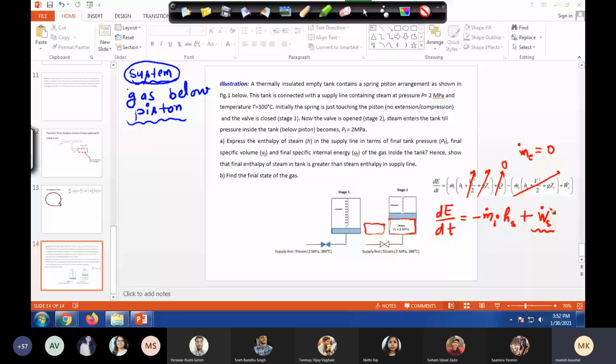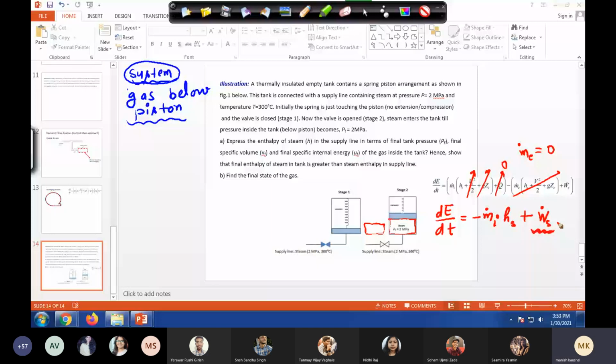So now we know the more general notion of shaft work. It's not always that a turbine is running or some fan is running. If your gas is doing work on an external agent, and the external agent is not part of the system, then in that case this is W dot shaft that we have to take.